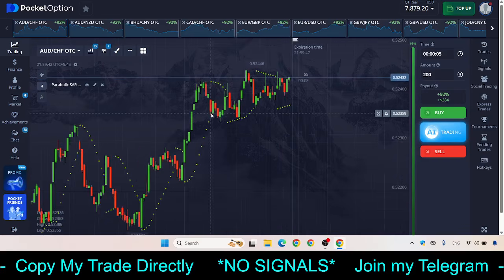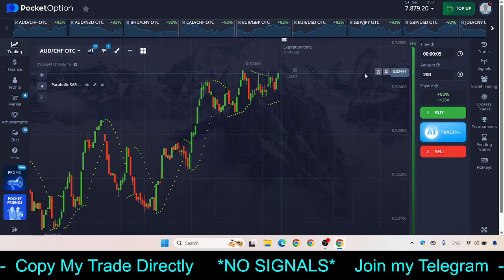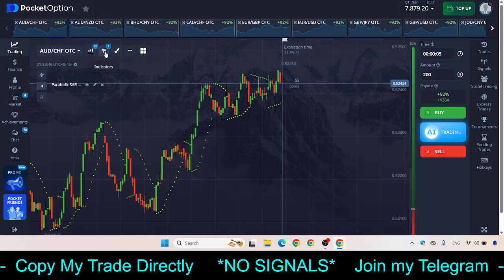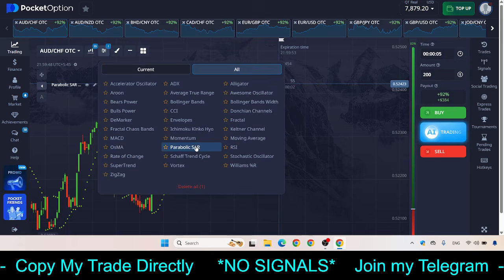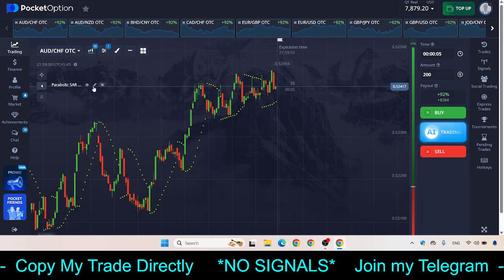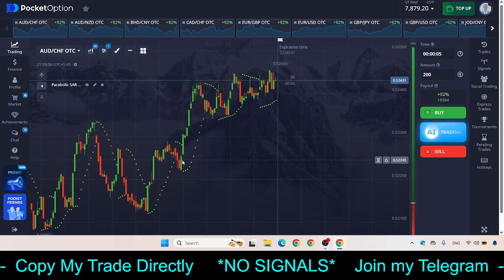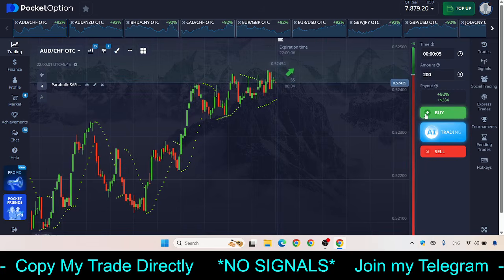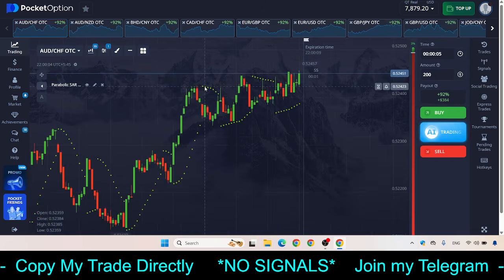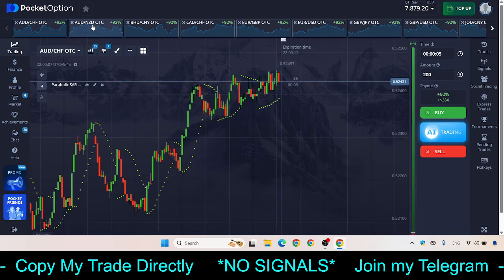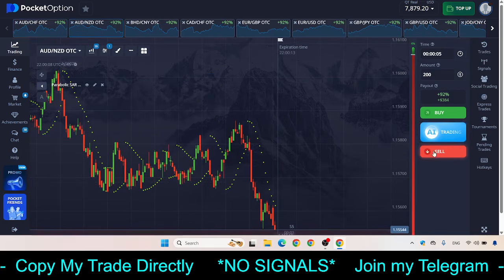In this video, I'm going to show you a simple 5-second trading strategy by using this indicator called Parabolic SAR. Whenever you use this indicator, you will see dots forming above and below the candles. Whenever the dots are forming below the candles and the second dot is about to form, at that time you need to make a trade by clicking on higher. And whenever the dots are forming above the candles and the second dot is about to form, you need to click on lower.